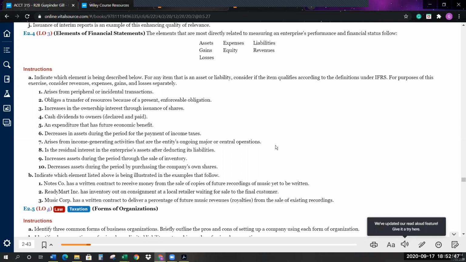B, indicate which elements listed above is being illustrated in the examples that follow. First, notes company has a written contract to receive money from the sale of copies of future recordings of music yet to be written.